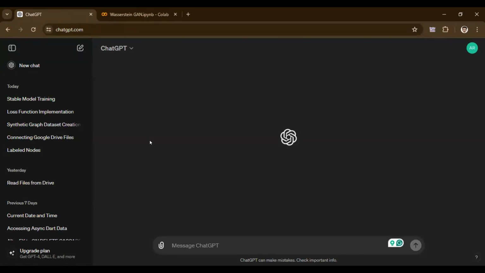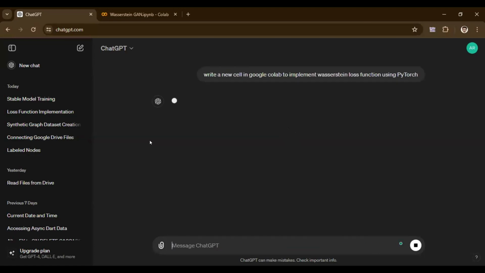For the first prompt, let's give some context: a new cell in Google Colab. For the first implementation, we will try to implement the loss function first. Wasserstein loss function, and we'll be using PyTorch for this.